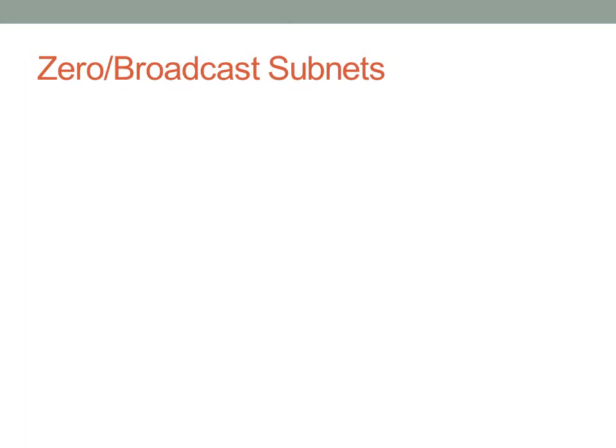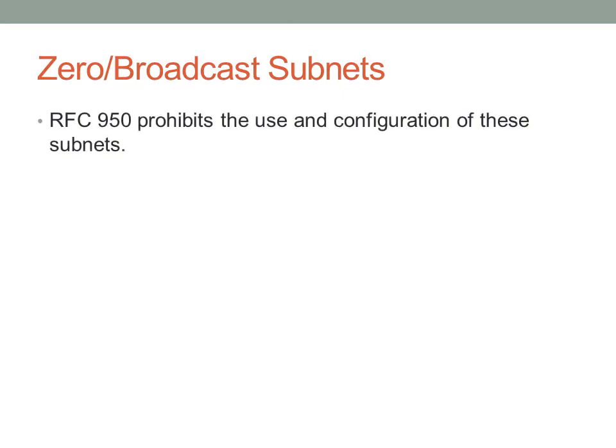Now I'm going to talk to you guys about 0 and broadcast subnets. This is one of the pickier things in the networking world. So originally, when the standard first was released, there was an RFC that prohibited the use and configuration of the 0 and broadcast subnet. What do I mean by that? That is the subnet where the borrowed bits, the subnet bits, are all set to 0 or all set to 1. I'm not referring to the host bits here. I'm referring to the borrowed bits. And you should go back and look at the previous slide if you're not sure what I mean by that. I actually did a quick example of what the 0 and broadcast subnets were.